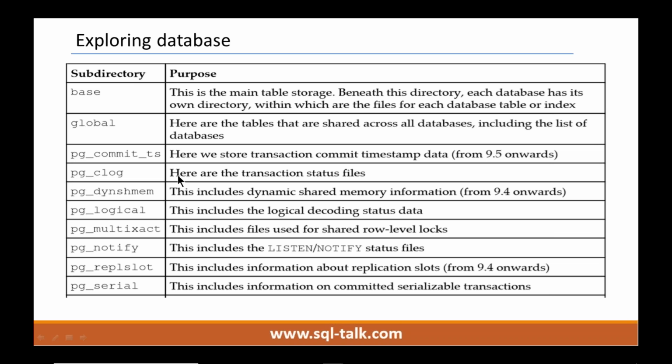Okay. So the pg_clog folder is there. Here the transaction status files are there. Then pg_dynshmem, the dynamically shared memory, includes dynamic shared memory information. From 9.4 onwards, you see pg_logical, which includes the logical decoding status data. The files used for shared row level locks are there. Then pg_notify includes the listen/notify status files. Then pg_replslot includes information about replication slots.